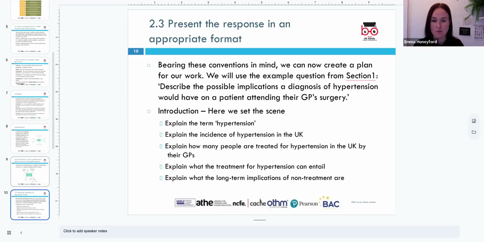So you have your introduction. Here within the introduction, you're going to set the scene. You're going to talk about and explain the term hypertension at a high level. And then you can go into specifics. So you can explain the incidence of hypertension in the UK, and how many people are treated for hypertension in the UK by their GPs. So you're given the data, you're given the numbers. And then you can explain what the treatment for hypertension can entail and what the long-term implications of non-treatment are. So what is the risk of not having any treatment?